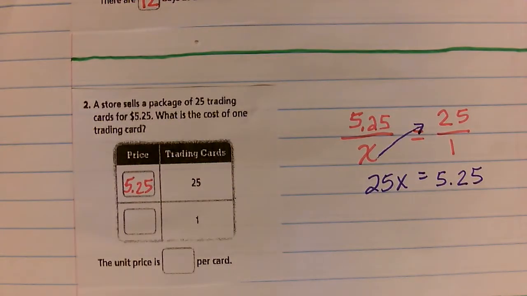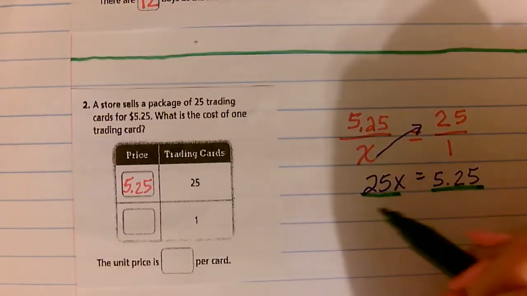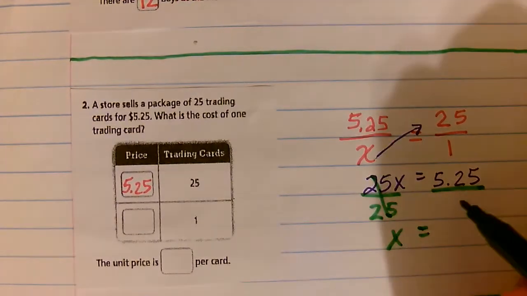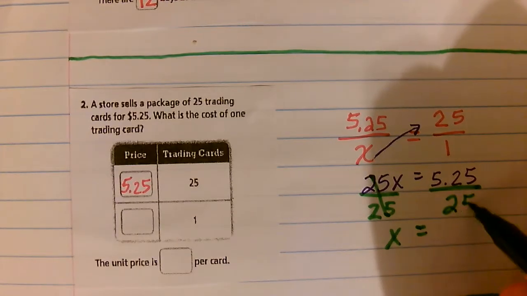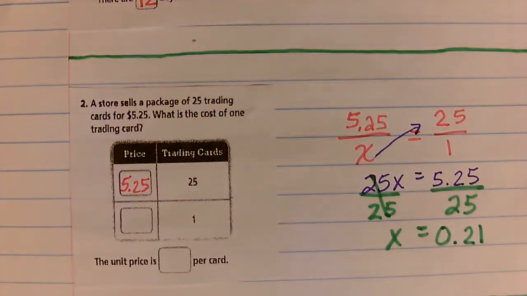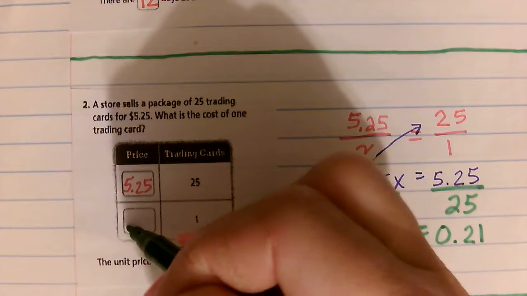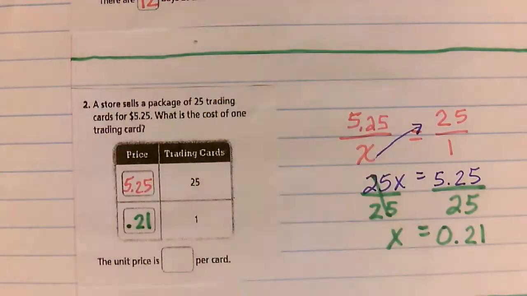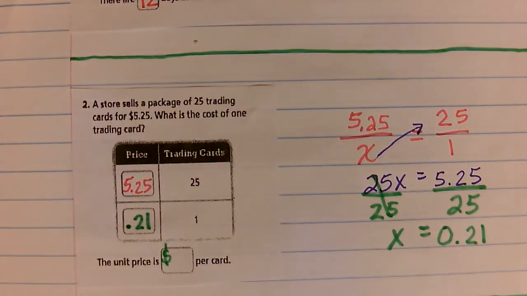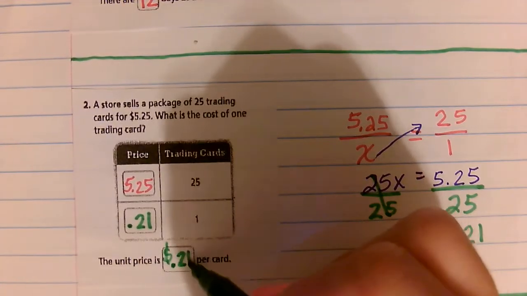We divide. So I'm going to write a fraction bar under each side of this equation, and that fraction bar means divide. 25 divided by 25 leaves me with x, and 5.25 divided by 25 leaves me with 0.21 or 21 cents. So I'll go on over here, and you can write the 0 or not in front of it. For spacing's sake, I won't. But I've got to put a dollar sign here for the real world statement. The unit price is 21 cents per card. Okay?